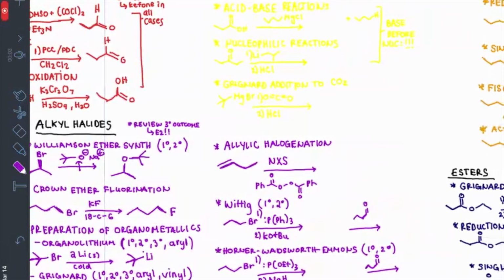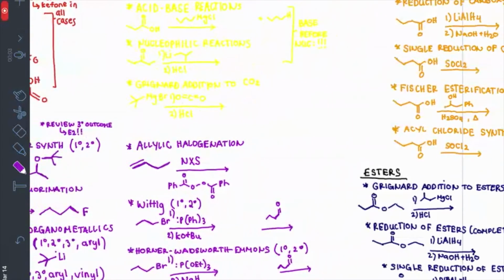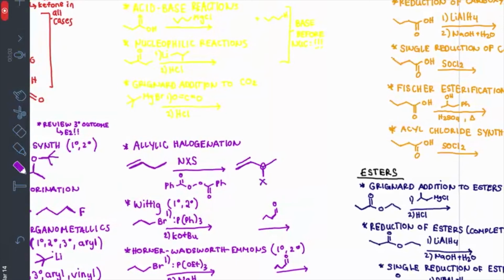Okay, let's do the next reaction. Okay, so with allylic halogenation, we would use, again, NBS, NCS, or NIS. Please review what those structures look like from your notes, okay? But essentially what we're doing is we're going to take that allylic position, which is right here, and we're going to add our halide, okay? And this undergoes a radical mechanism.